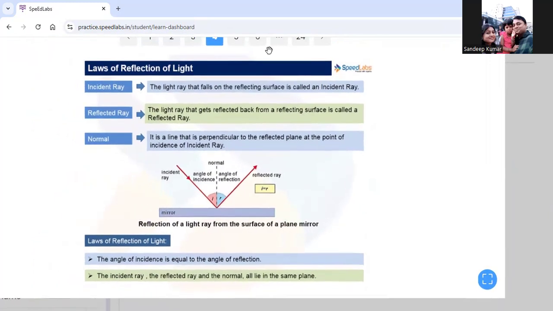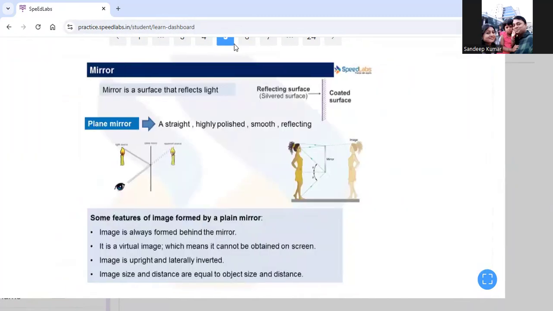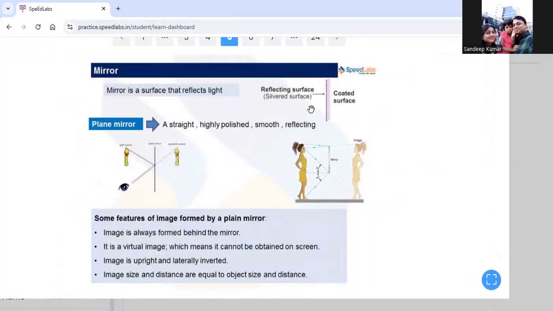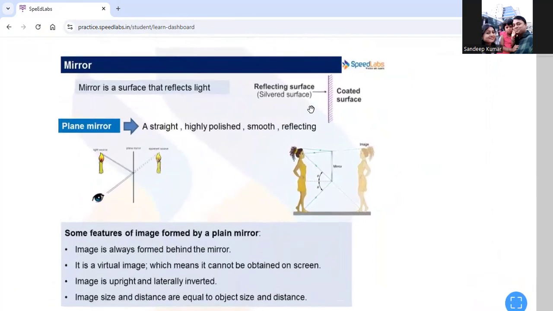Next concept. Okay, they ask in the exam: discuss briefly the characteristics of the image formed by a plane mirror. Okay, so the image is always formed behind the mirror. First thing, this is the mirror, this is the object, and one girl is there, the image is formed behind the mirror. Next, it is a virtual image, which means it cannot be obtained on a screen. Okay, the image formed by a plane mirror is always virtual and erect. The image is upright and laterally inverted.